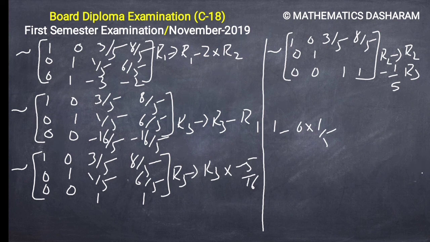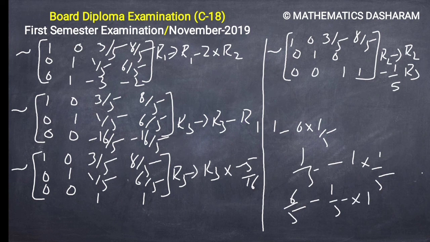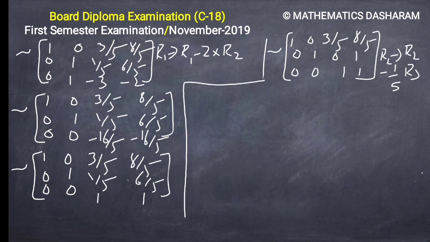Next, 1 by 5 minus 1 into 1 by 5, it is equal to 0. Next, 6 by 5 minus 1 by 5 into 1. So 6 minus 1, 5 by 5, it is equal to 1. So next step is, now we need 0 at this place. So for that, first of all I am writing the last two rows as it is, 0, 0, 1, 1.